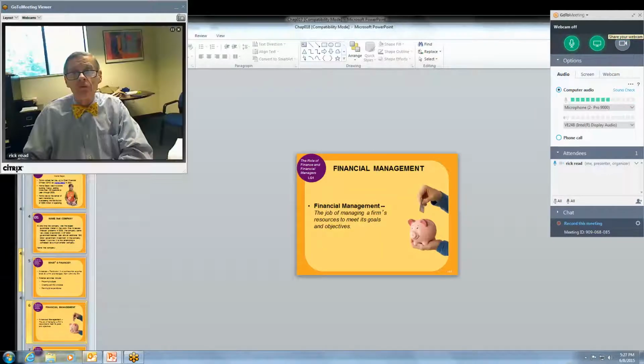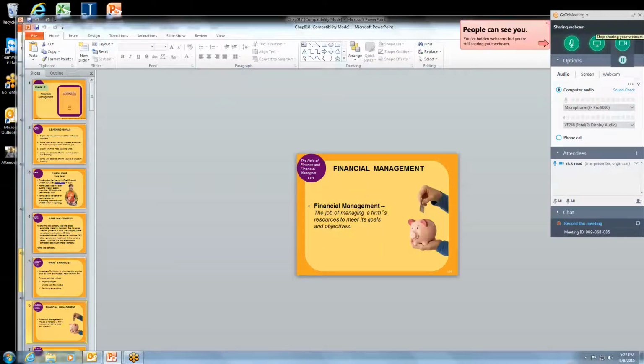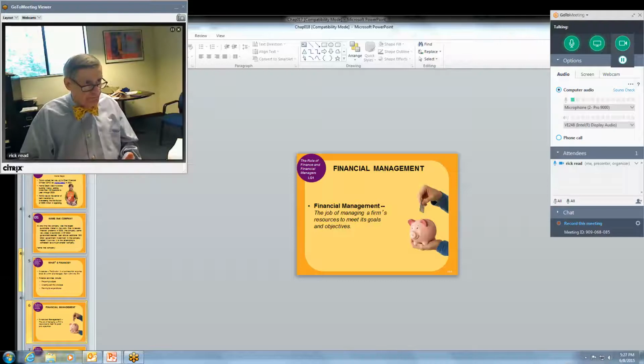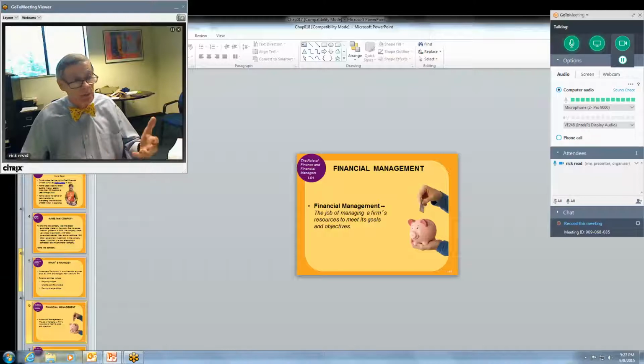What's financial management? It is simply managing the firm's finances well enough so that it can meet its obligations. And it said meet its goals and objectives, which is a little bit different way of saying it, but meeting its objectives is certainly in the same realm.